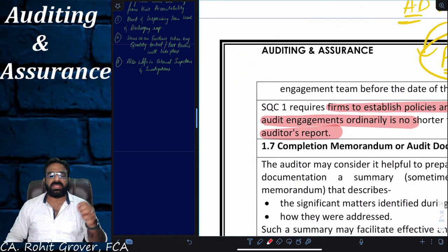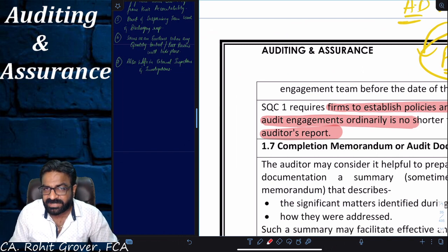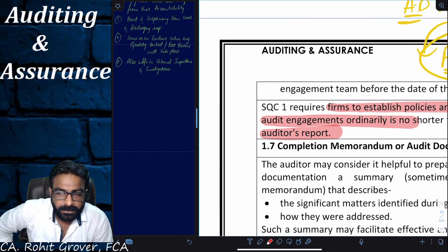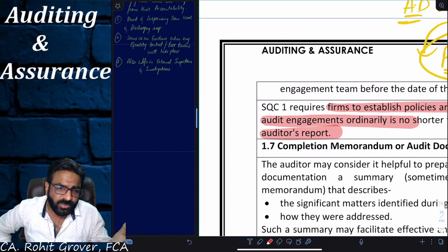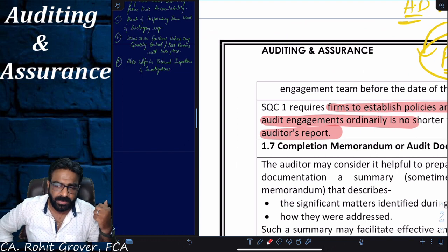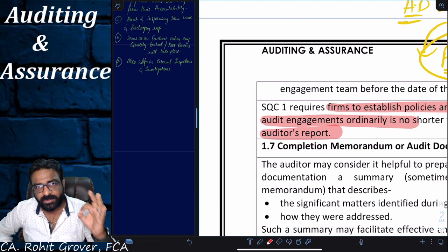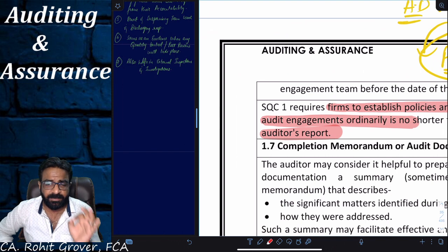So remember one thing, when the peer reviewer comes, can he ask for your last 7th year audit report or not? Yes, sir, I want to check for 13-14. At that point of time, you have to show him the 13-14 audit report, because SQC 1 says that every chartered accountant's firm should have 7 years of documentation available at any point of time.